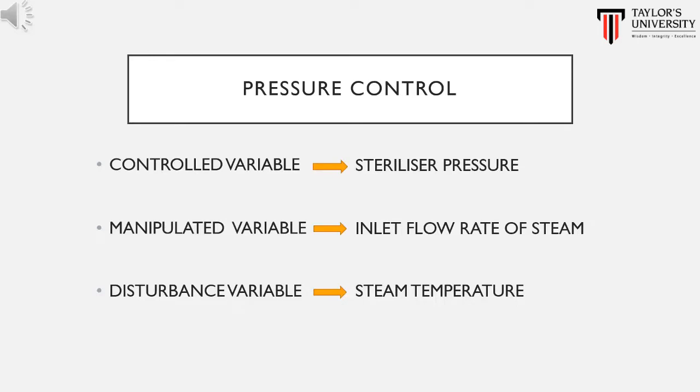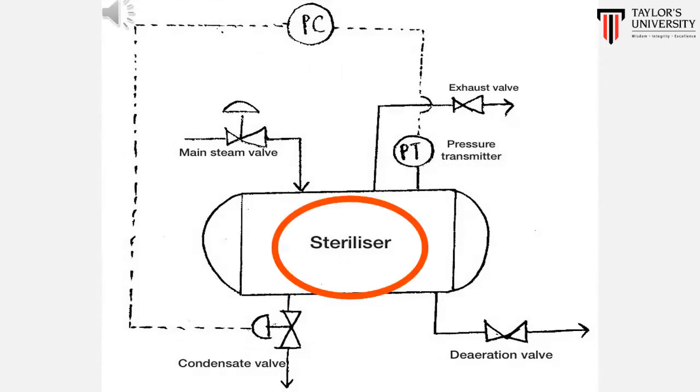For pressure control, it is a feedback control. The controlled variable is the sterilizer pressure, the manipulated variable is the inlet flow rate of steam, and the disturbance variable is the steam temperature. During the sterilization process, steam enters the sterilizer chamber.